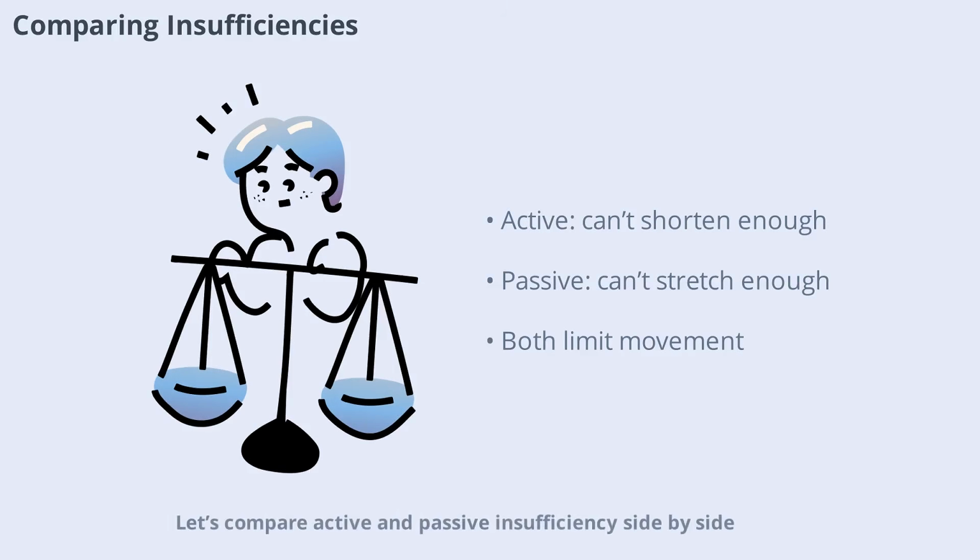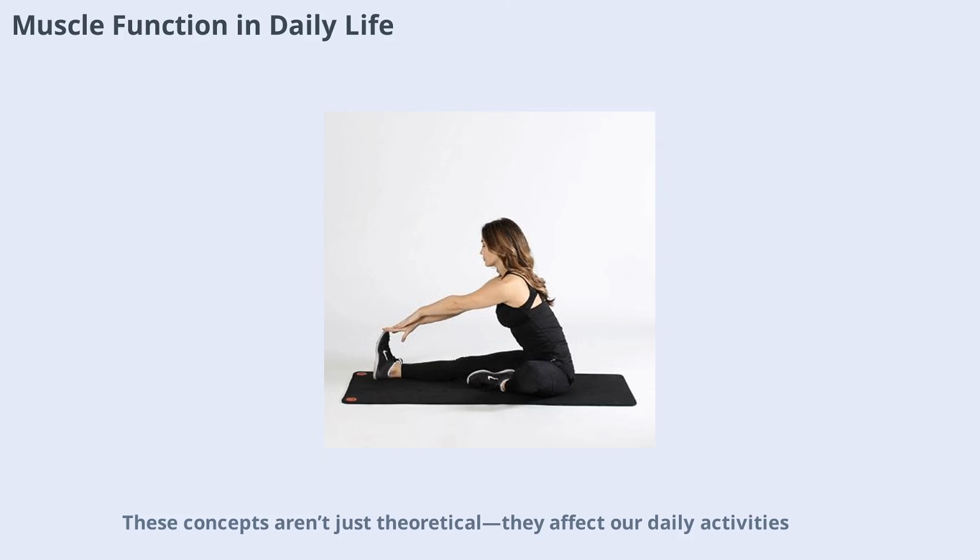Let's compare active and passive insufficiency side by side. Active insufficiency is about a muscle not being able to shorten enough, while passive insufficiency is about not being able to stretch enough. Both limit the range of motion but for different reasons. Understanding the difference is crucial for anyone involved in movement science, as it influences exercise selection, injury prevention, and rehabilitation strategies. These concepts aren't just theoretical, they affect our daily activities.